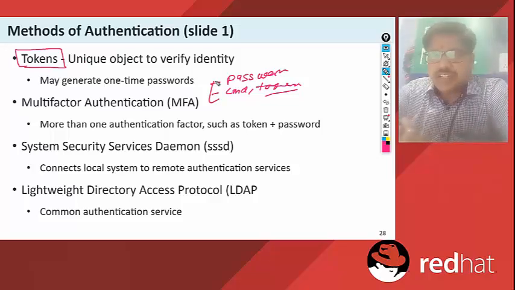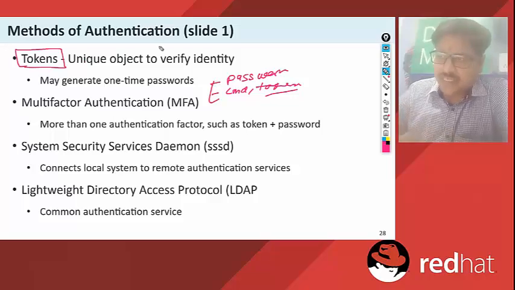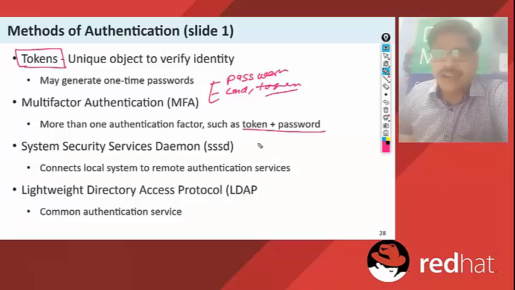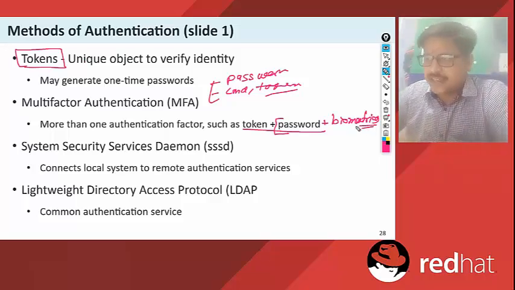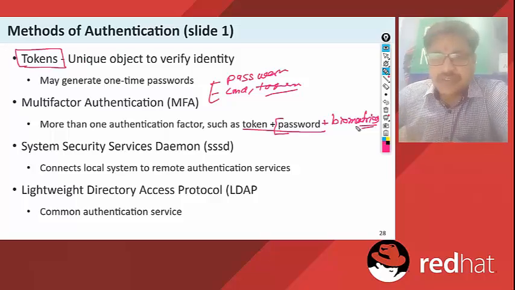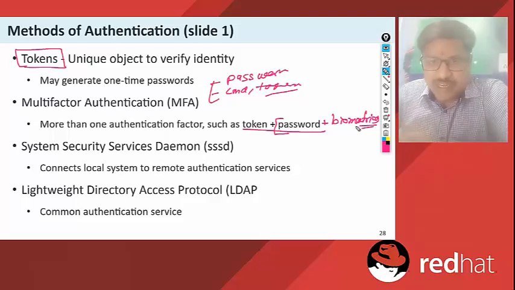It may be the combination of two or more authentication mechanisms, such as your password and the token number, or your password plus your biometrics. Biometrics means only you are, like your voice, your thumbprint, your iris. These are used for the combination of password and biometrics. OTP I have also told you is another type of authentication.